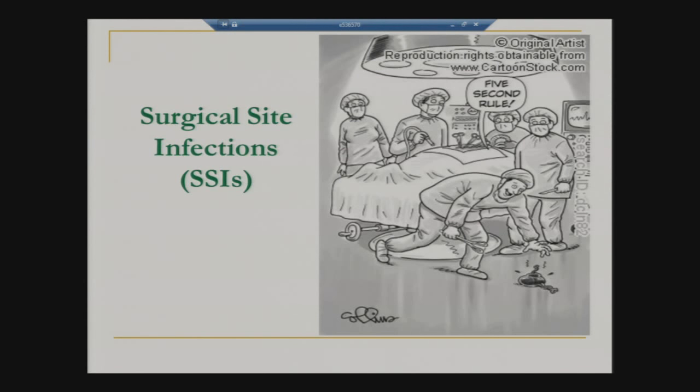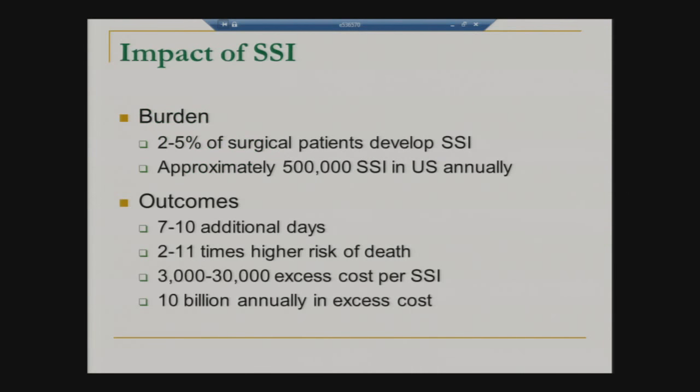Surgical site infections, SSIs. The impact of SSIs is a burden: 2 to 5% of surgical patients develop an SSI, which means approximately 500,000 SSIs are noted in the U.S. annually. The outcomes can be 7 to 10 additional days, 2 to 11 times higher risk of death, 3,000 to 30,000 dollars in excess costs per SSI, and 10 billion dollars annually in excess costs.